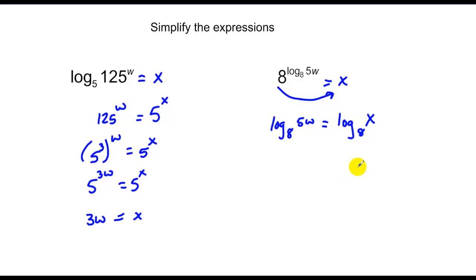Well, if I know that the log base 8 of x equals log base 8 of 5w, isn't it pretty straightforward to say that x is equal to 5w? Kind of like what we did with our powers, but now we're doing it with logarithms, and that kind of leads us into a lecture in a couple of days.